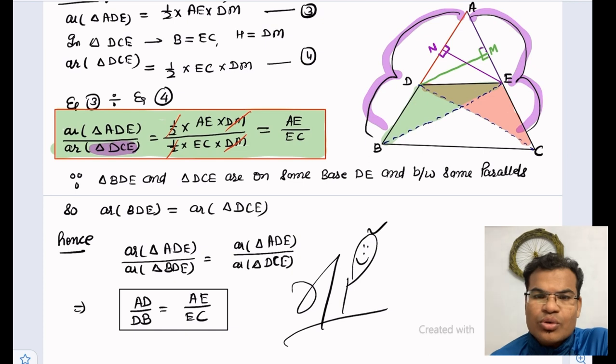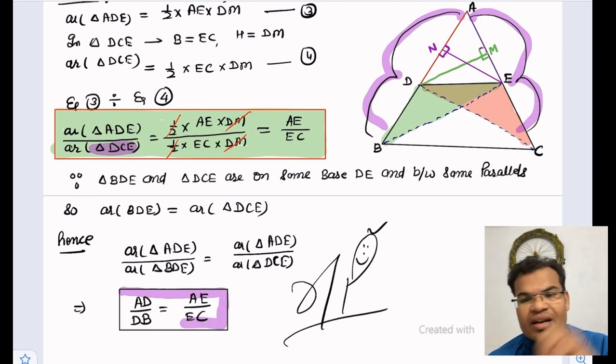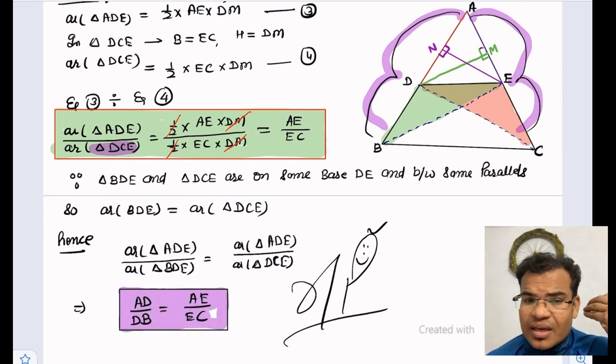I hope you understood. This is a very important question. Just practice it at least twice or thrice, and be ready for getting the 4 or 5 marks in the exam.